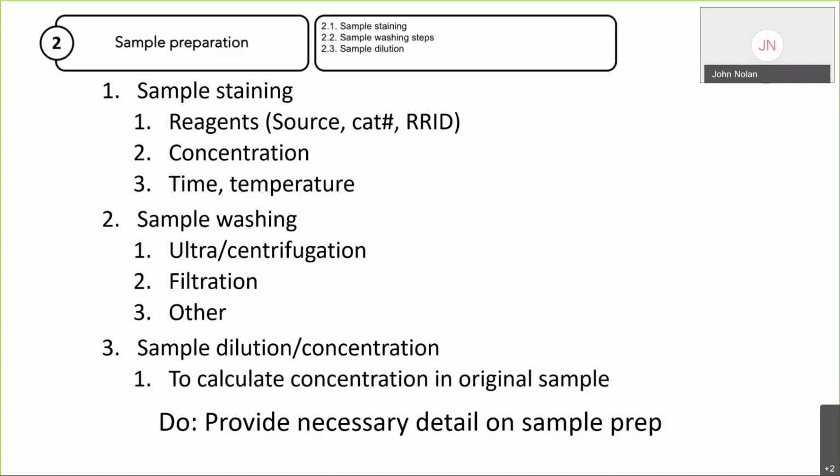Because we want to learn the concentration. So if you did a concentration by ultracentrifugation or another method, recording the starting volumes and final volumes is necessary to actually calculate the concentration. Often these details are missing from publications, and it makes it really difficult to interpret or repeat experiments.